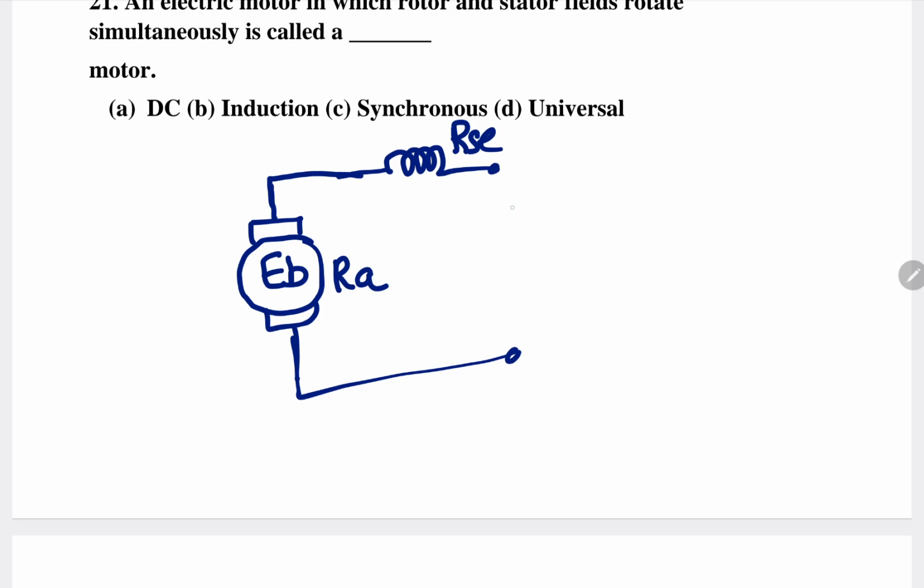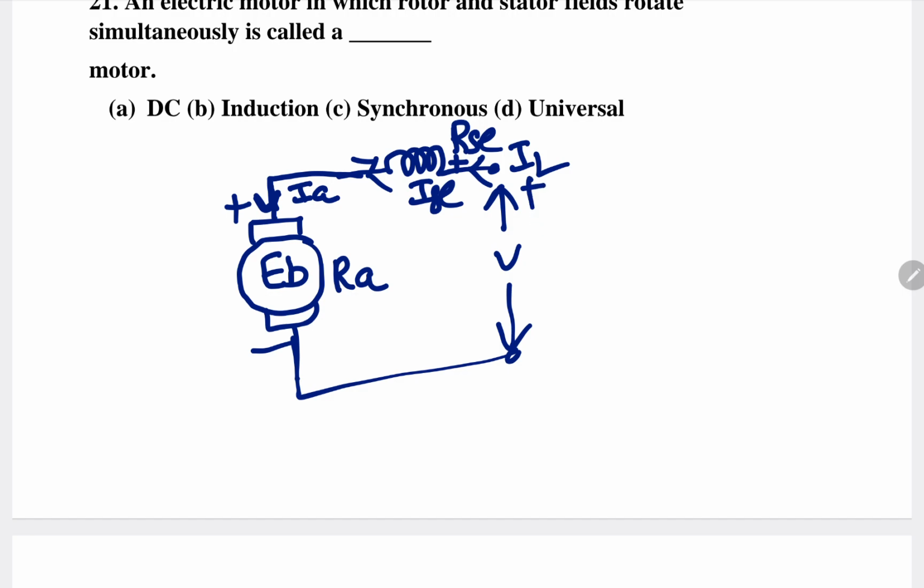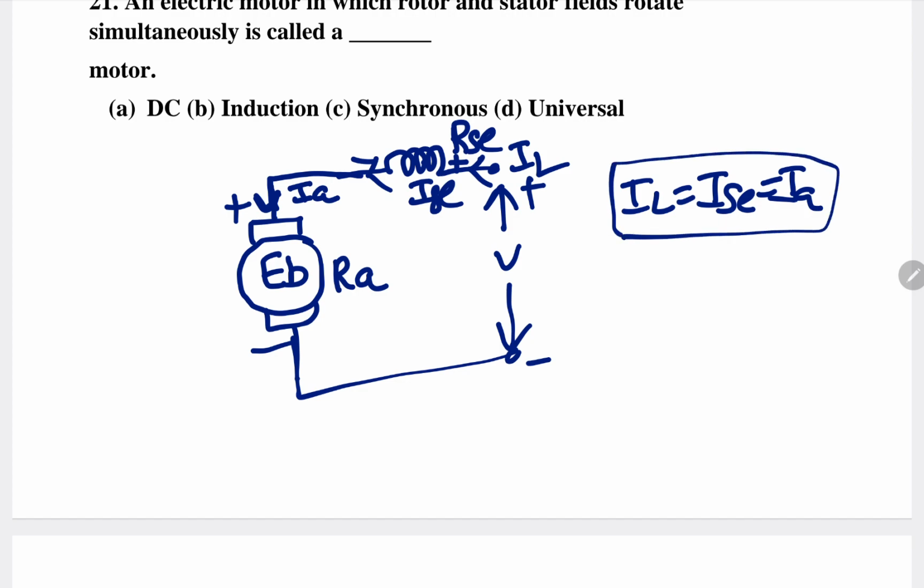As it is a motor, we have to give the power supply. Input power supply is V, this is the line current, and the current flowing through the series field winding is Isc. The current flowing into the armature is Ia. As current is entering at the top, this is plus and this is minus, and here current enters at plus and leaves at minus. So this is the circuit diagram of a DC series motor, and IL is equal to Isc is equal to Ia, because series field winding and armature winding are connected in series, therefore the same current flows.